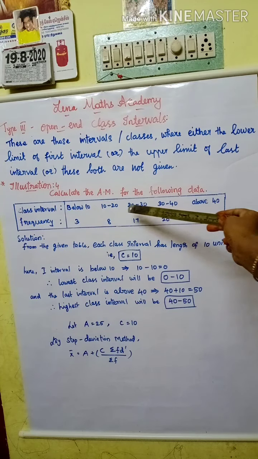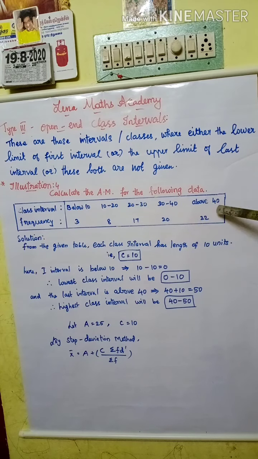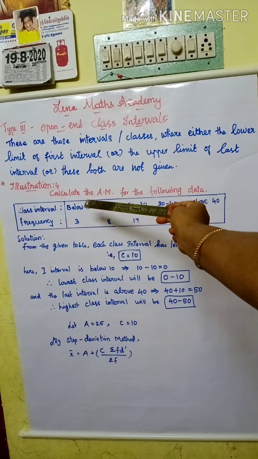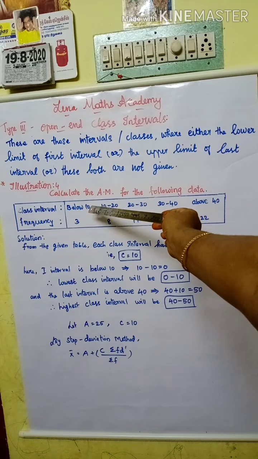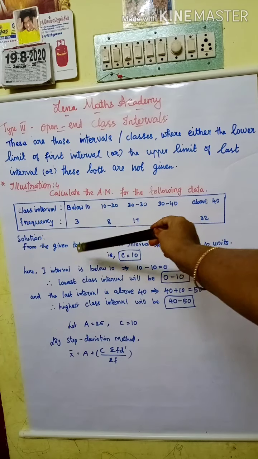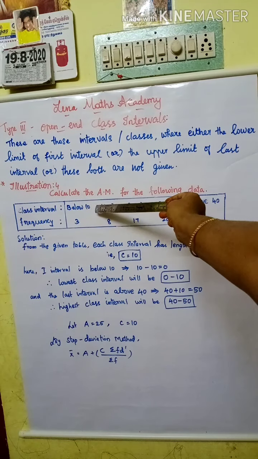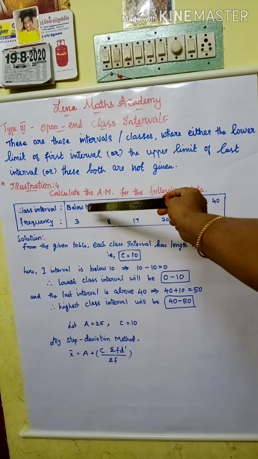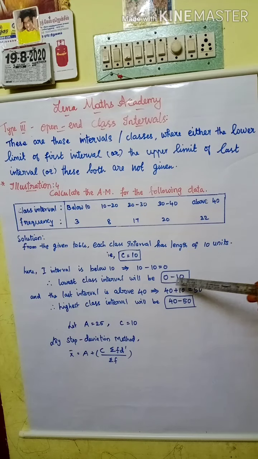From the given table, each class interval has a length of 10 units, so the common difference c equals 10. Here the first interval is below 10, which means the upper limit is 10. So we have to calculate the lower limit. Upper limit 10 minus common difference 10 gives 0. So the lower limit of the first interval is 0, and the first class interval will be 0 to 10. For the last interval, above 40, the lower limit is 40 and the upper limit is 40 plus common difference, 50. So the highest class interval will be 40 to 50.